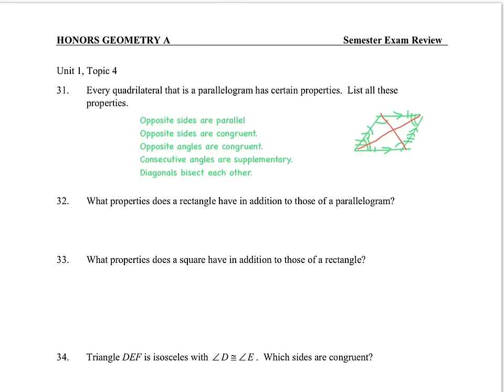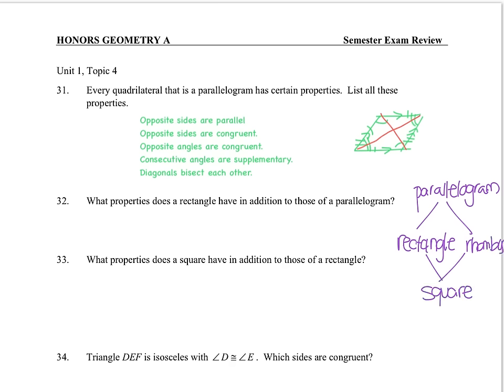Question 32 says, what properties does a rectangle have in addition to those of a parallelogram? Well, we know that a rectangle is going to have all the properties of a parallelogram because our chart has parallelogram, and then we've got properties of a rectangle separate from properties of a rhombus, and then together they make up the properties of a square.